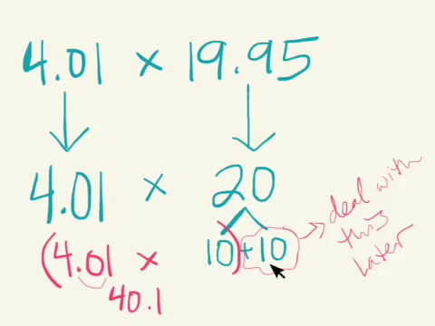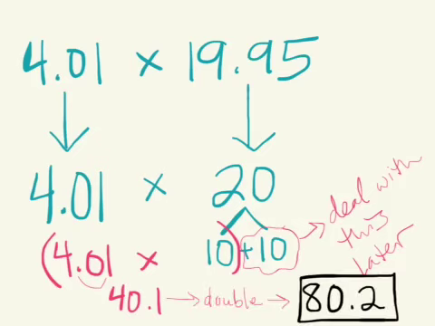Now that was for 10 groups of 4.01. I need another 10 groups. So I could do 40.1 plus another 10 groups, which would be another 40.1, or I can just think, double it. If this is 10 groups of 4.01, 20 groups is double. So double it. And that would be 80 and 2/10. And it might be nice to have that a little bit more exact rather than just 80, because especially with money, you might get hit with some tax and you'll want to have that extra 20 cents.